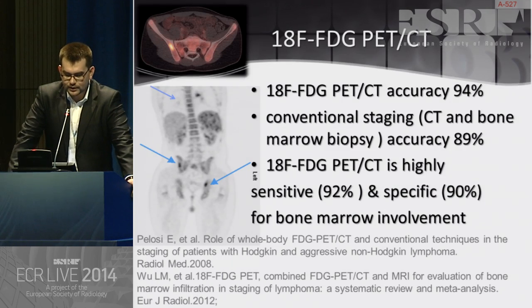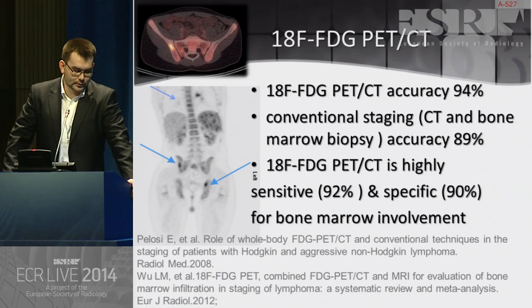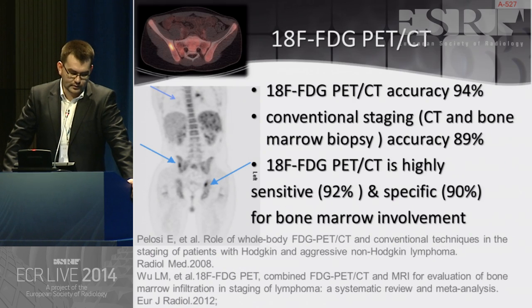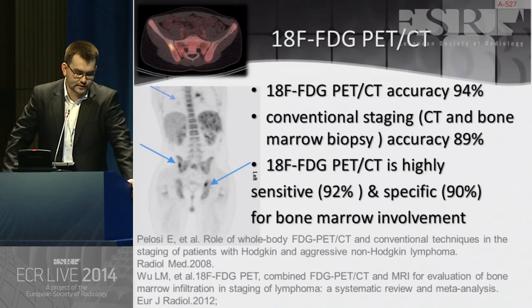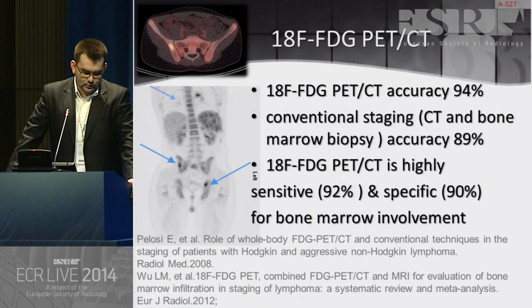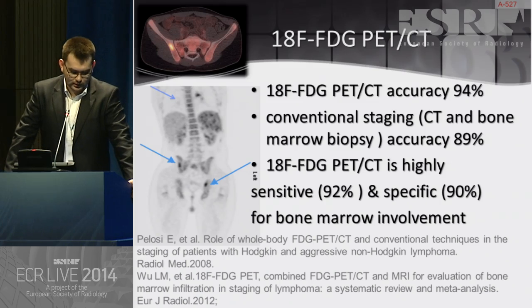In retrospective analysis, FDG PET-CT with an accuracy of 94% was more accurate than conventional staging procedures, including CT and bone marrow biopsy. It is explained, including the fact that biopsy from default locations has a low sensitivity when the focal lesion type is present.